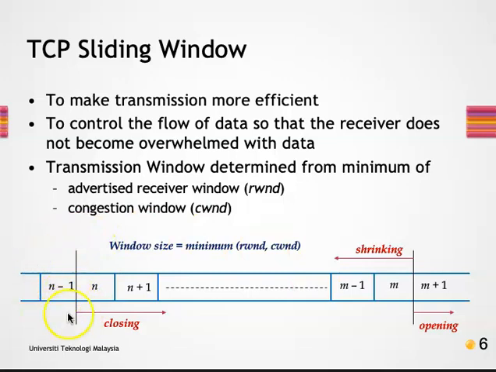So this is the part where the packets have been acknowledged by the receiver. This is the part at which the packet is going to be acknowledged by the receiver.